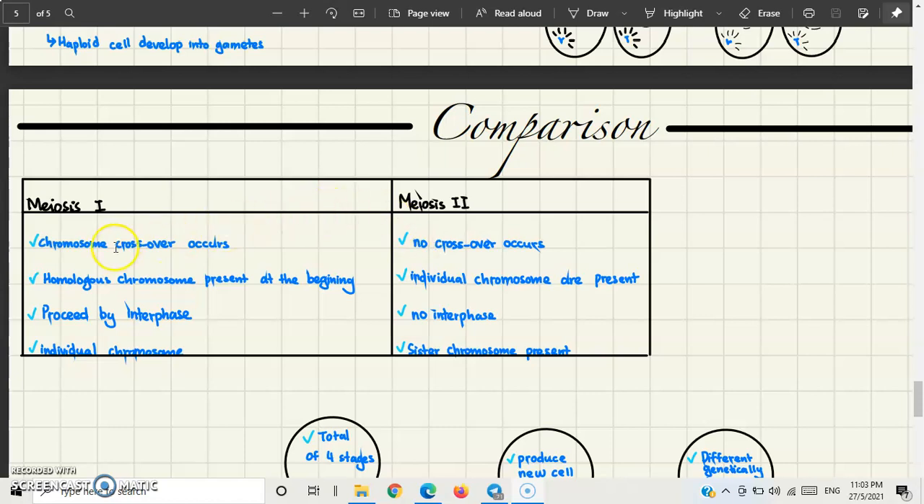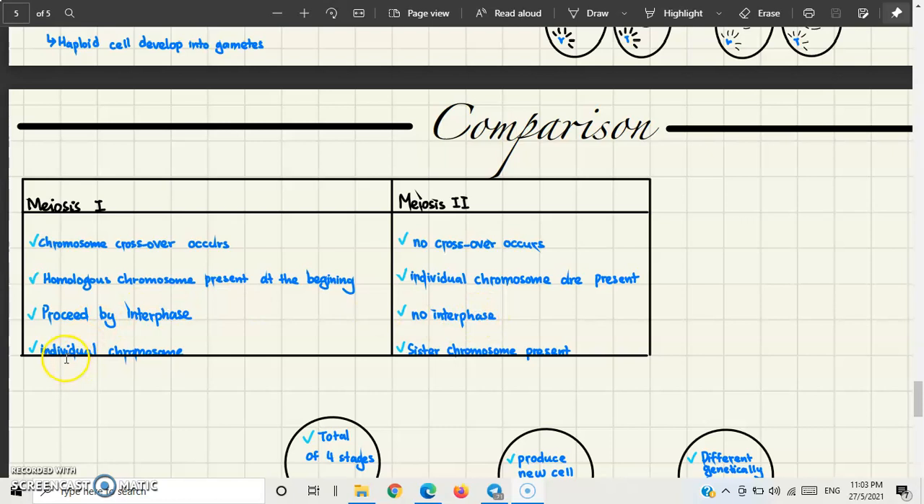Okay, next we go to the second point. In meiosis 1, homologous chromosomes are present at the beginning. And then in meiosis 2, just individual chromosomes are present, not the homologous. Okay, the third difference. Meiosis 1 is preceded by interphase. For meiosis 2, no interphase. Yeah, no interphase between meiosis 1 and meiosis 2.